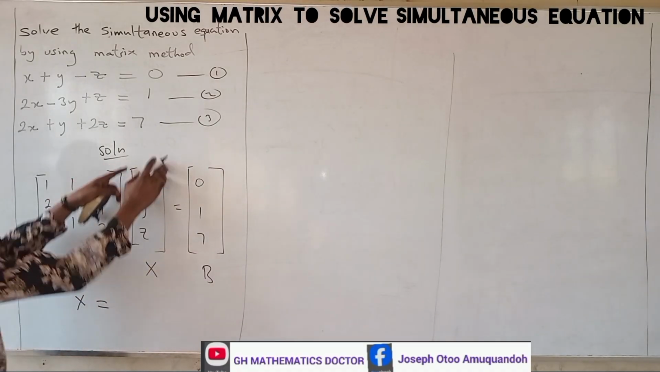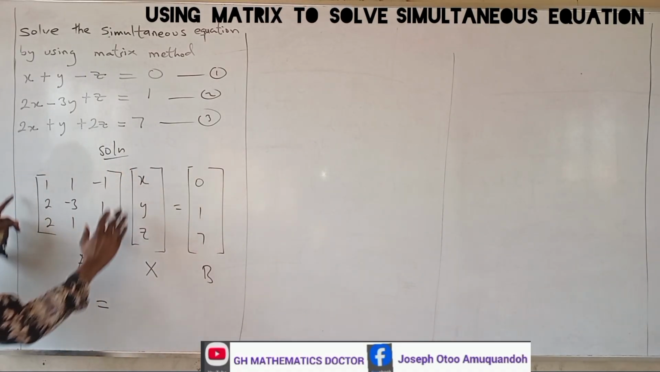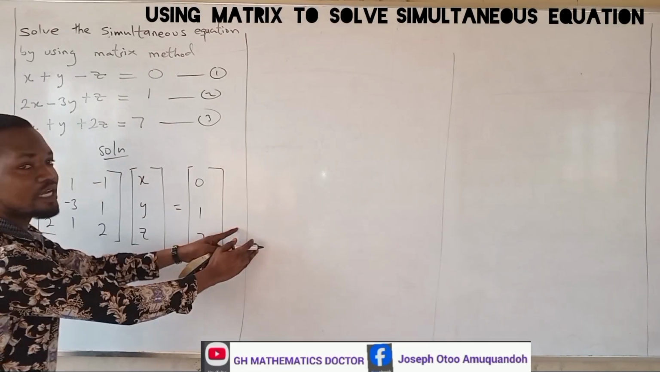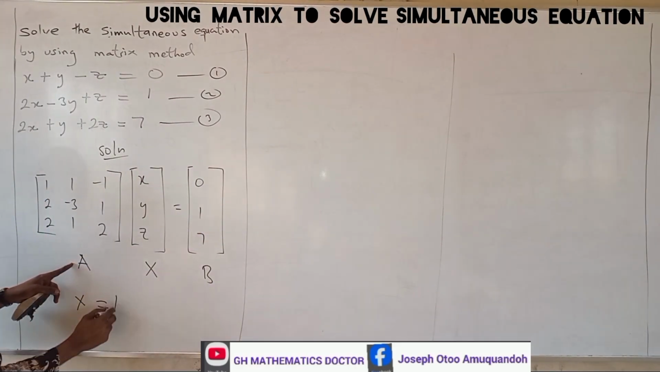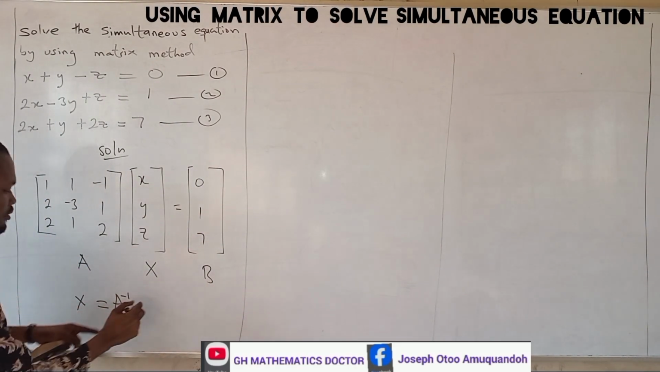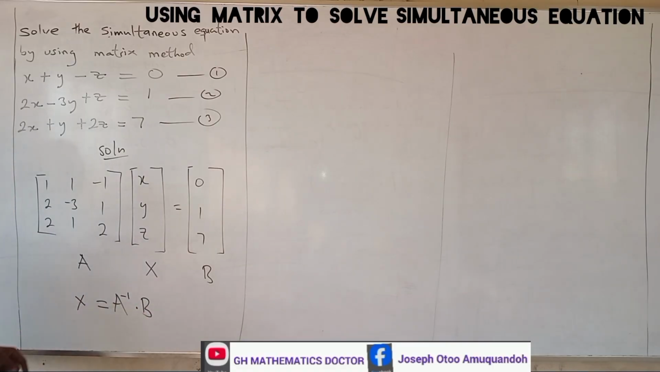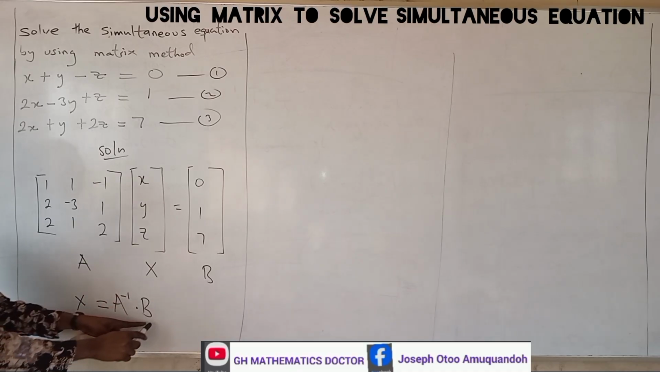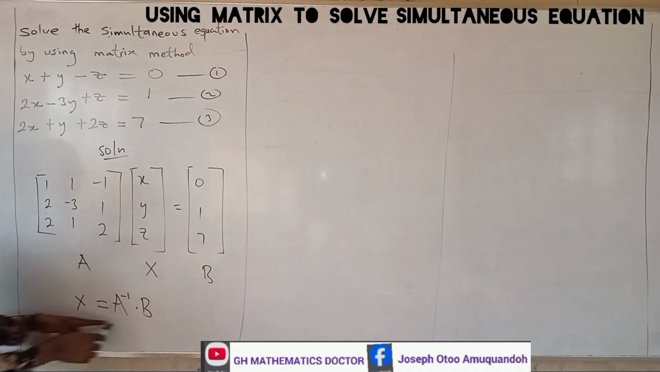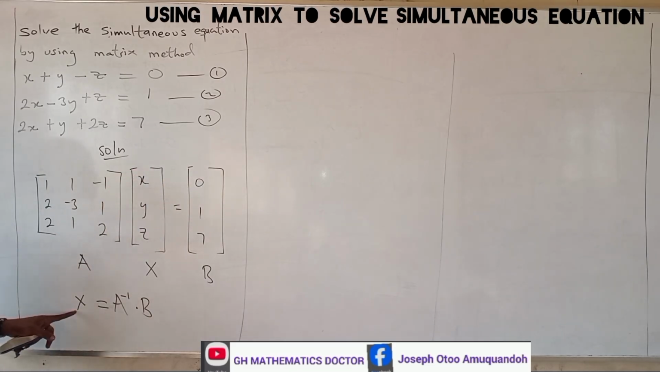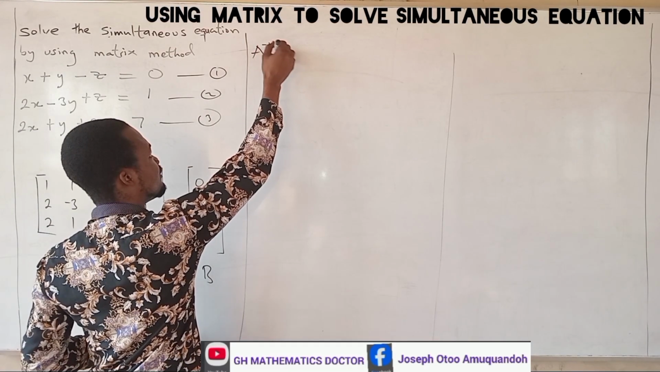If you want to make X stand alone, you need to take the matrix A to the side of matrix B. And that gives you A inverse B. So before we can get X, we need to find A inverse multiplied by this matrix B, then our X will be known. That will be the x, y, and z. So let's focus on the A inverse.